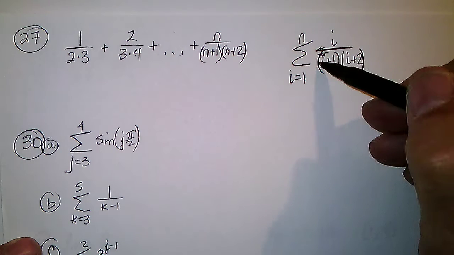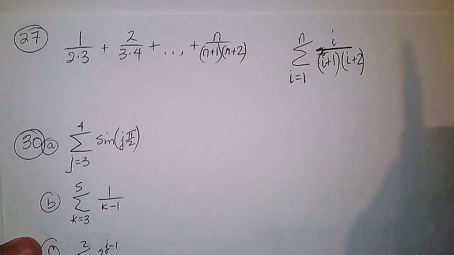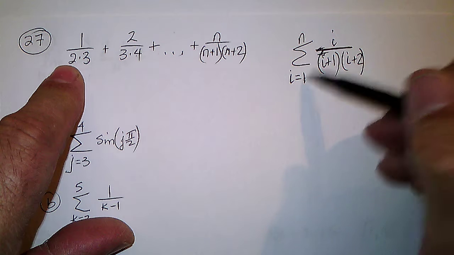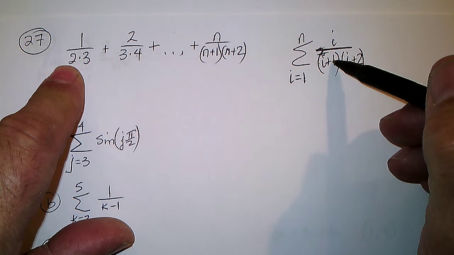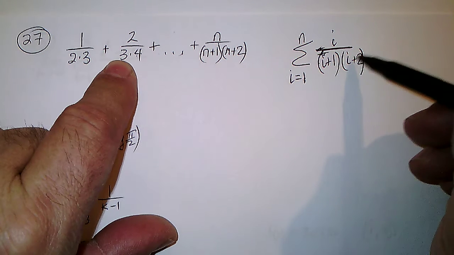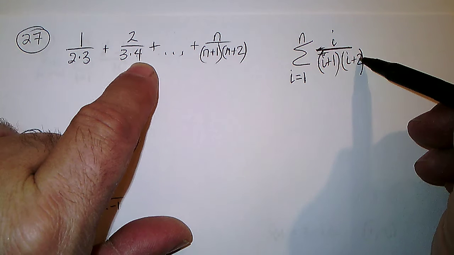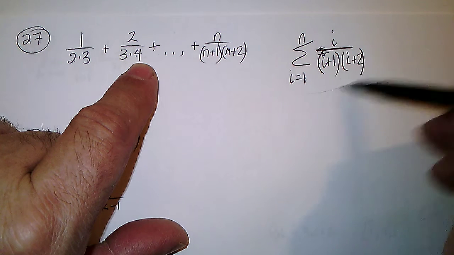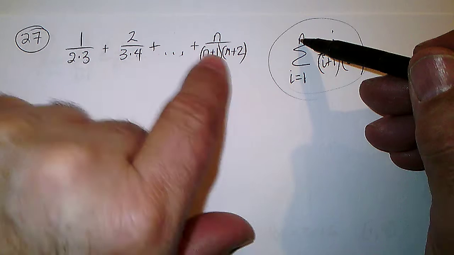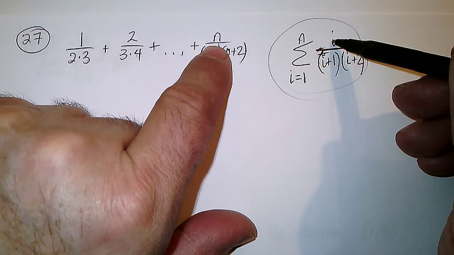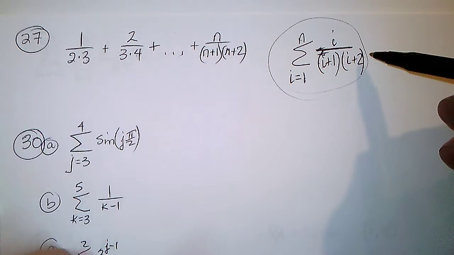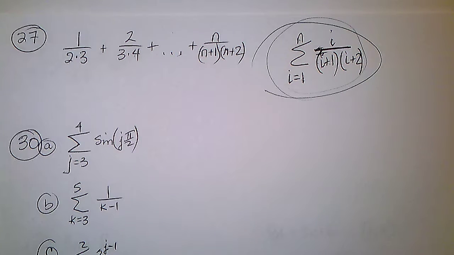So when I put 1 in here, I get 2 here, 3 here, and 1 there. When I put 2 in, I get 2, 2 plus 1 is 3, and 2 plus 2 is 4. And it'll just keep going like this until I get to n, where I put n in, and that'd be n, and this would be n plus 1 and n plus 2. So there's the summation notation for that.